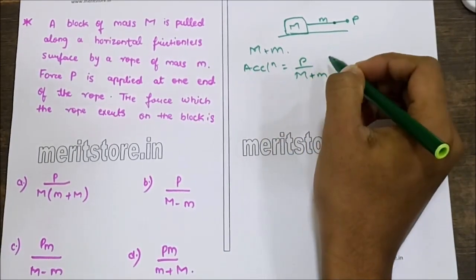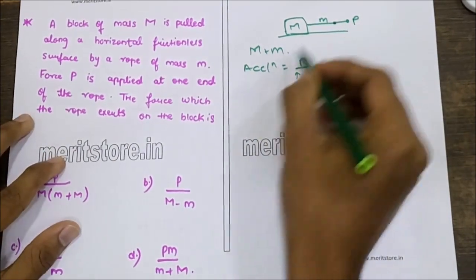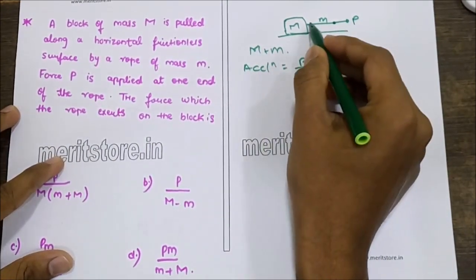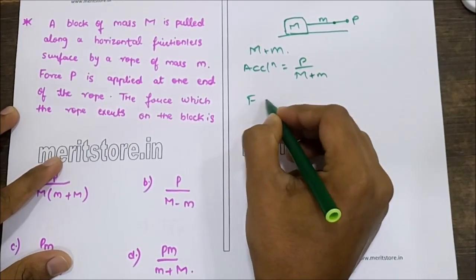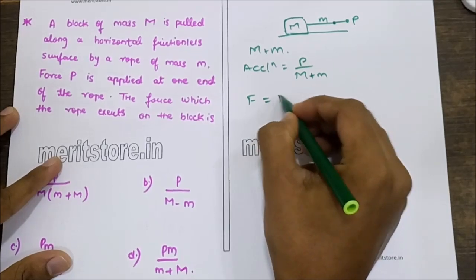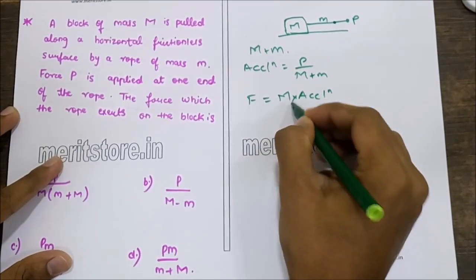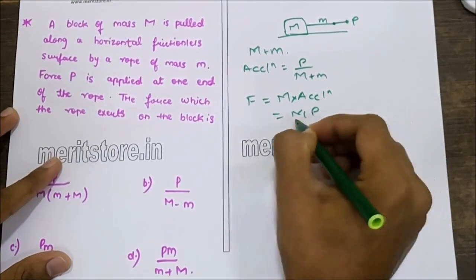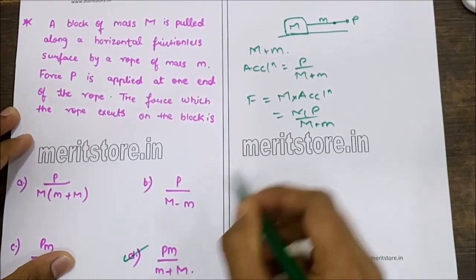Now since this is the acceleration, let the force with which the rope pulls the body be F. So the force with which the rope pulls the body is equal to the mass of the block times the acceleration of the system, that is m into P upon m plus M. Hence option D is the correct answer.